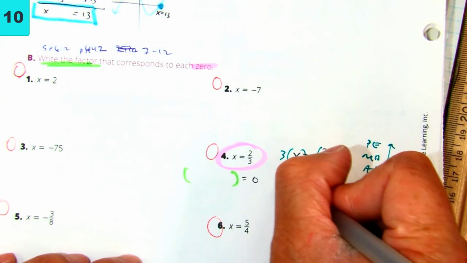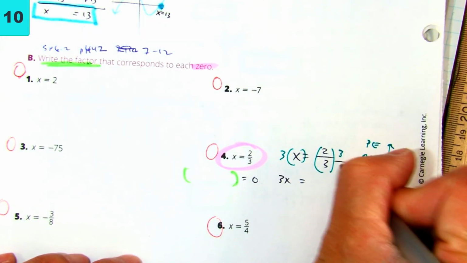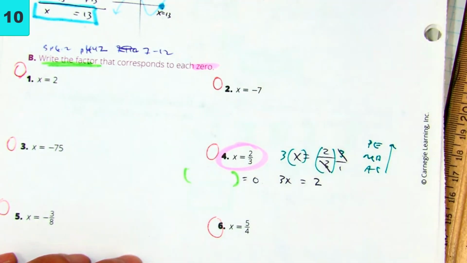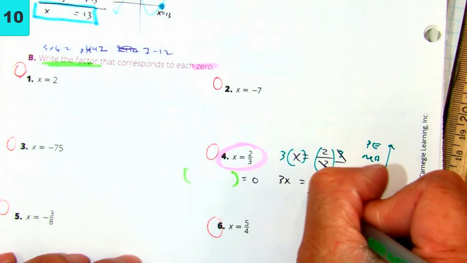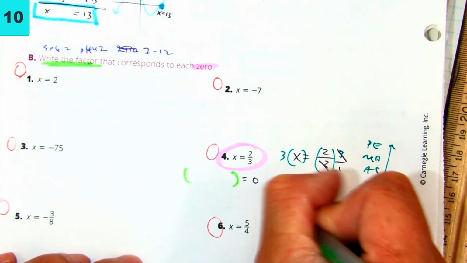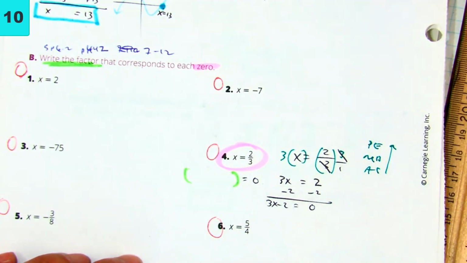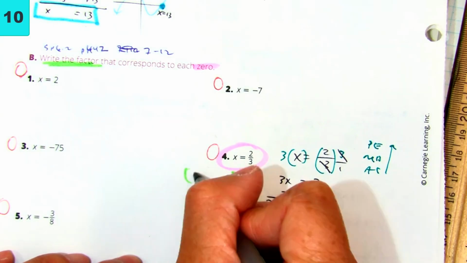I get 3x equals 2. Class, how do I get the 2 on the other side? We're going to now subtract. So this is going to read 3x minus 2 equals 0. So there's my factor. My factor is 3x minus 2.